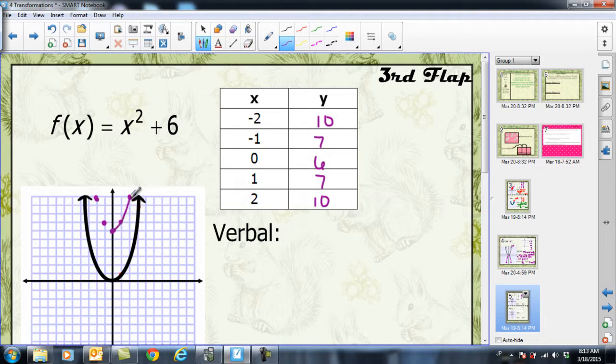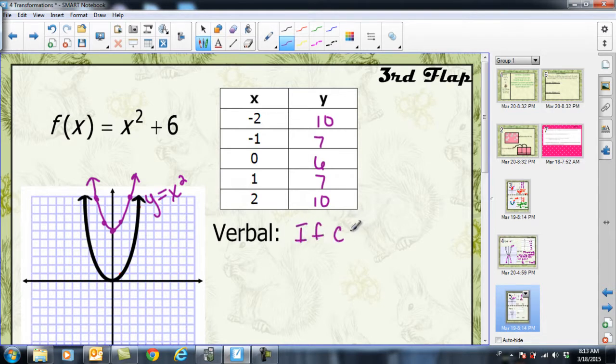It's a little bit harder to tell about width here, but you should notice I didn't put a number in front of the x squared, so the width does not change. From your parent function, x squared, the only thing I changed is this one has a plus 6. And hopefully what you notice is that I took my x squared graph and it moved up exactly 1, 2, 3, 4, 5, 6 spaces. That's because this plus 6 moves it up.